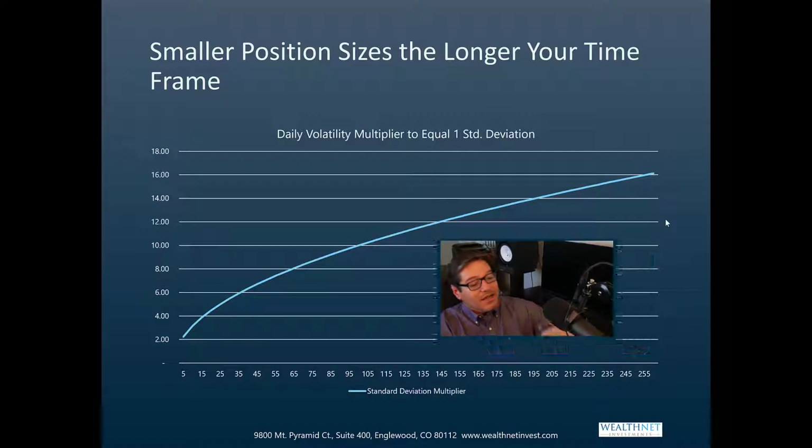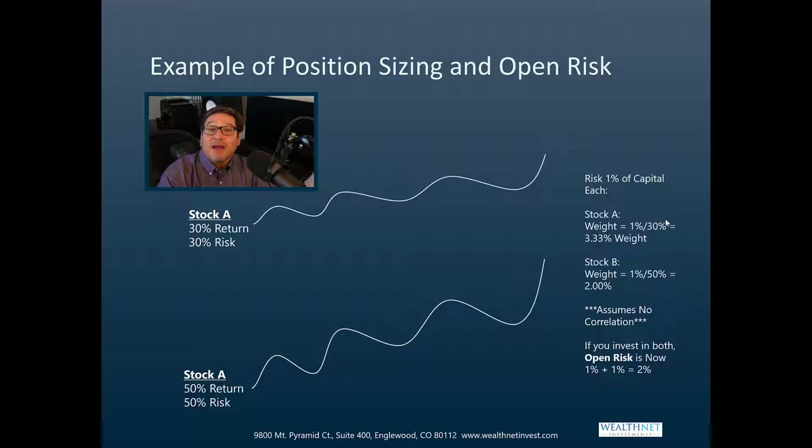Now, this chart just shows a hypothetical example of 2 stocks, stock A and stock B. Let's say stock A has a 30% return and 30% risk. Stock B, the second one down there, has a 50% return at 50% risk. We're risking 1% of capital.